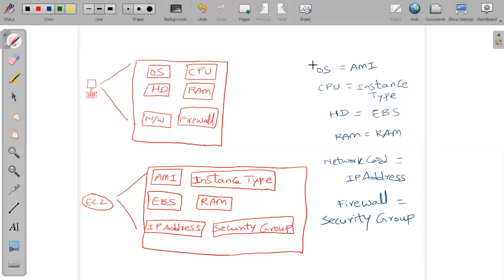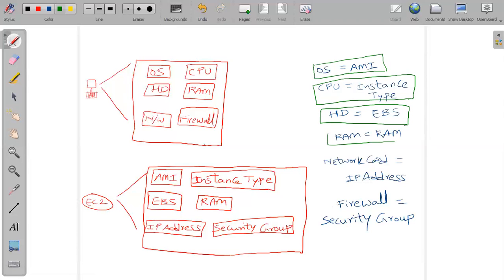So OS is equal to AMI. This is one set, and CPU is equal to the instance type. No worries, I can understand. Most of the time we try to draw, but it's a digital notepad and pen, right? There is no accuracy. We take utmost care in drawing. If it is in a blackboard or whiteboard in a classroom, we can easily draw.